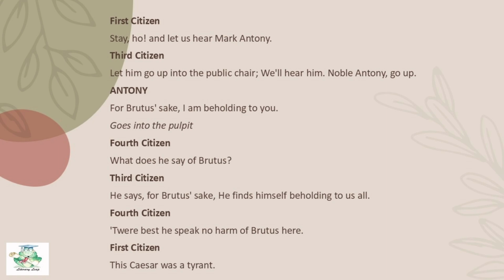So we see the citizens are excited to hear what Mark Antony has to say about Caesar after Brutus's speech. They want to make sure Antony speaks positively about Caesar, especially regarding Brutus, as they are still uncertain about his actions. And Antony begins his speech by addressing the crowd. Now, as he is about to begin, the first citizen calls for the crowd to stop and listen to Antony, showing eagerness to hear what Antony will say after Brutus's speech.